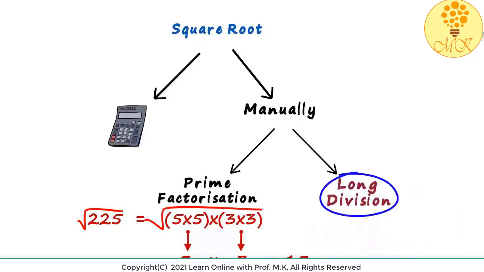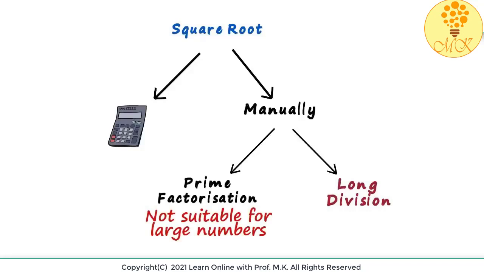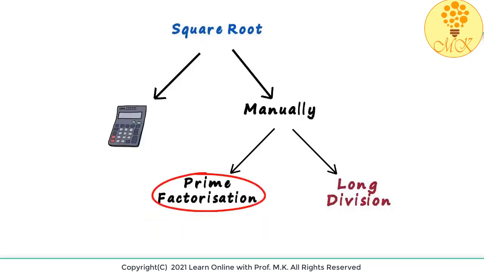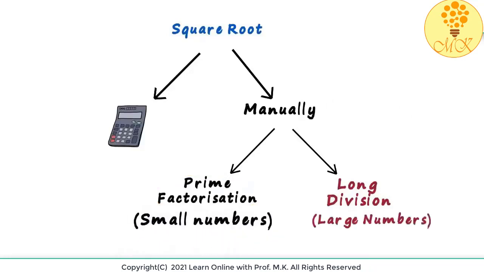The name sounds fancy, but don't worry, if you follow the steps given in this video, you will never go wrong. But why can't we just use prime factorization every time? Well, if the number is large, it will take us a lot of time to reduce it to its prime factors, and the chances of going wrong are very high. Hence, prime factorization is useful only for small numbers. And for large numbers, we can use the long division method. Let's solve a couple of examples to understand how the long division method works.